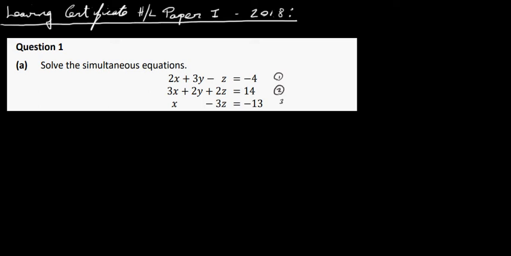Right, so in this video I'm going to have a look at the Leaving Certificate Higher Level Paper 1 for 2018, and I'm going to have a look at question 1. So in part A here it involves solving this simultaneous equation with three unknowns, x, y and z.